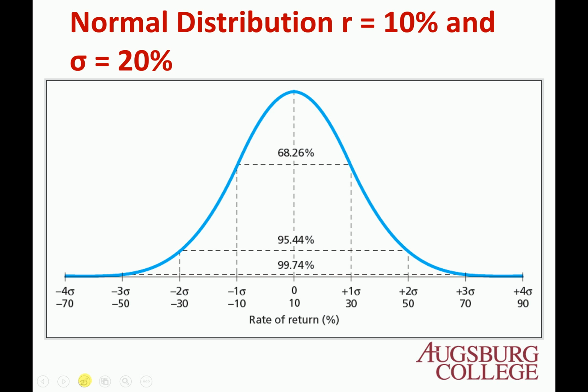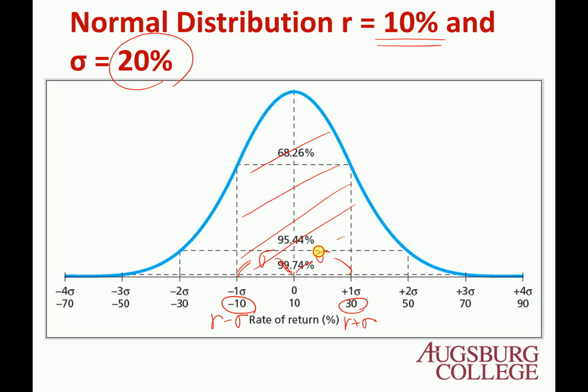Now, one more thing. This is the standard deviation. If the standard deviation is 20% with 10% expected returns, then let's go to one standard deviation. This is R minus 1 times standard deviation. This is R plus 1 standard deviation, making negative 10% to 30%. And if the distribution is normal, this area will be about 68% possibility.